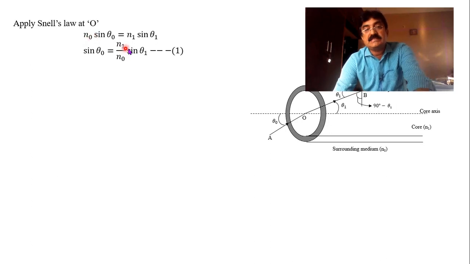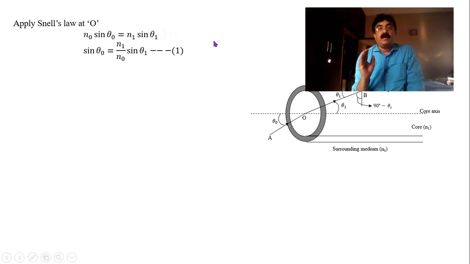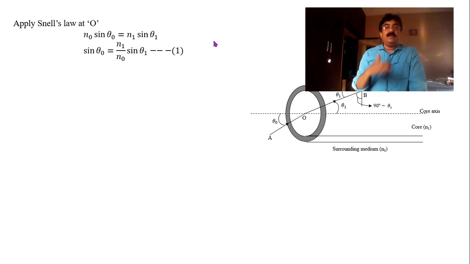You know what is Snell's law? n sin theta. That means refractive index of this medium into sine of the incident angle. Refractive index of this medium is n naught into sin theta naught is equal to the refractive index of the next medium into the angle of refraction, that is n naught sin theta naught equals n1 sin theta 1. This is from PUC only. n1 sin i is equal to n2 sin r.